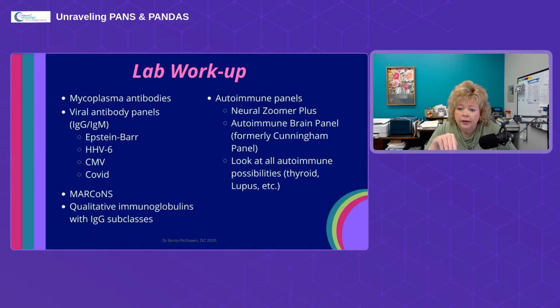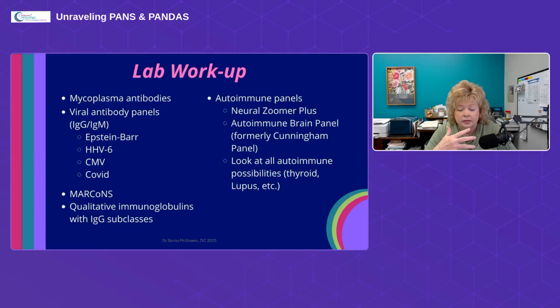The autoimmune brain panel was formerly called the Cunningham panel. It is the gold standard for insurance coverage, though, for PANS and PANDAS. And then often I will look at many autoimmune possibilities. So maybe thyroid antibodies, other things like lupus or different autoimmune situations.